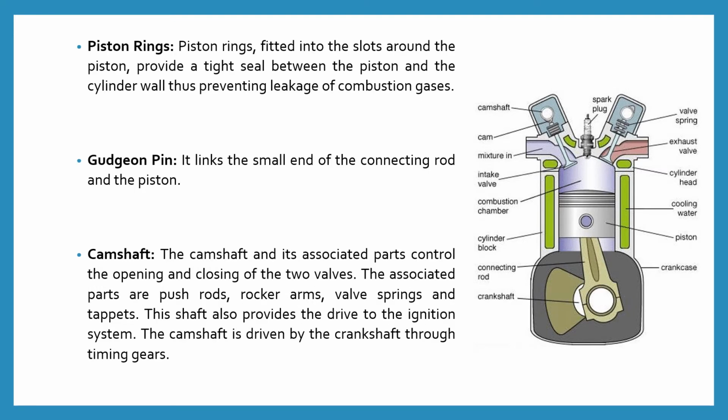Now coming to the next part, that is a piston ring. The piston ring is fitted into the slot around the piston to provide a tight seal between the piston and the cylinder wall, which helps to prevent the leakage of the combustion gases.